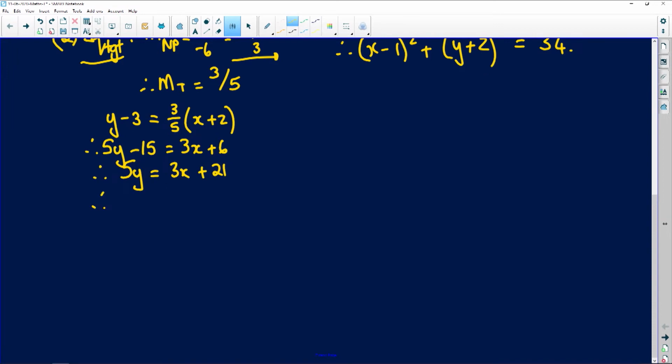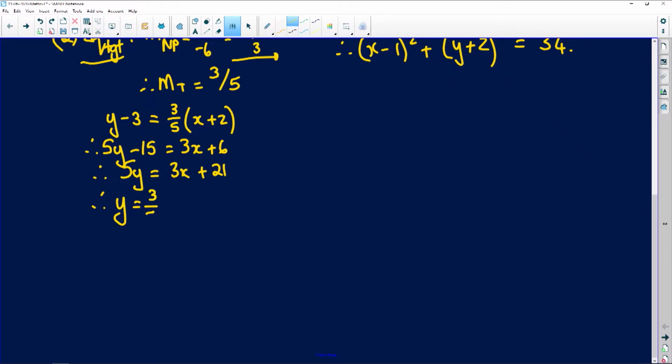And then just a division by 5, because they asked us to leave it in the form mx plus c. So we need to divide that coefficient of 5 away. If they didn't ask for a form, I can leave it like that. But in this case, they said mx plus c. So if we divide by 5, we get 3 over 5 x plus 21 divided by 5, and there's the tangent to the curve at point N.